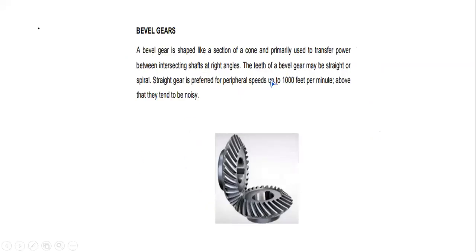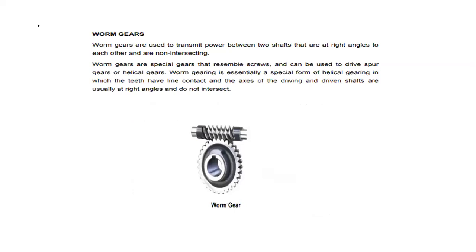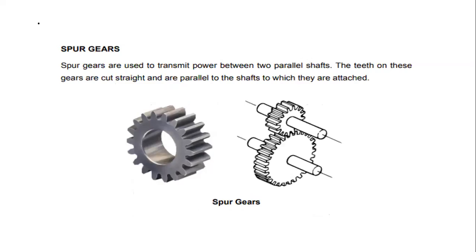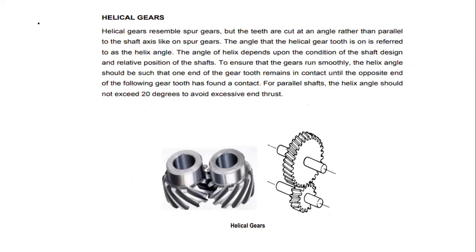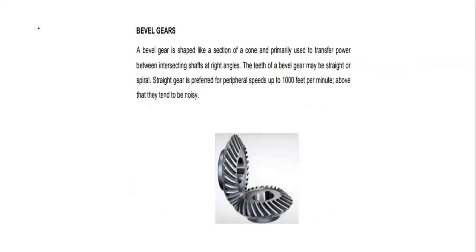Next, come to the point. Again, the same type of gears, bevel gears, is also used for... first spur gear, helical gear, bevel gear, worm gear.